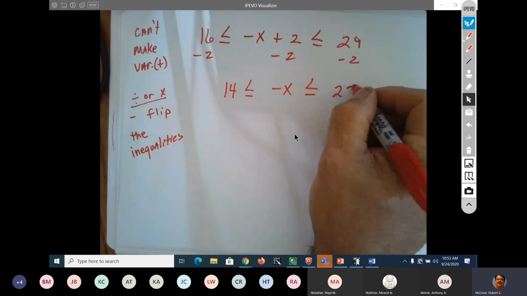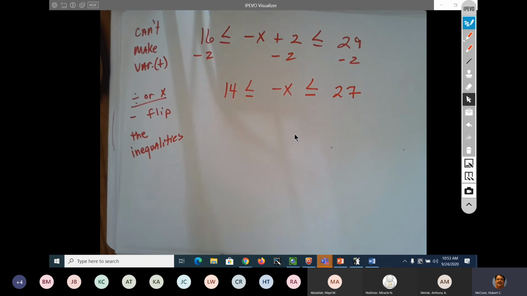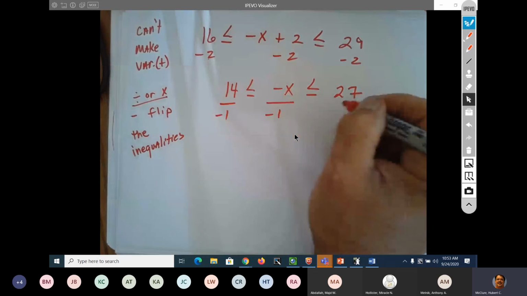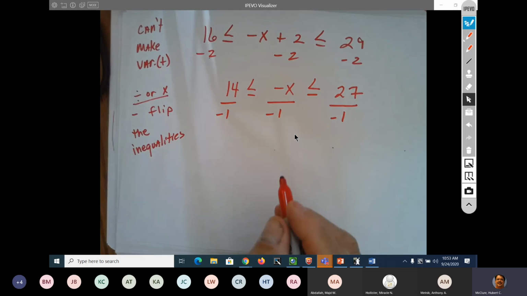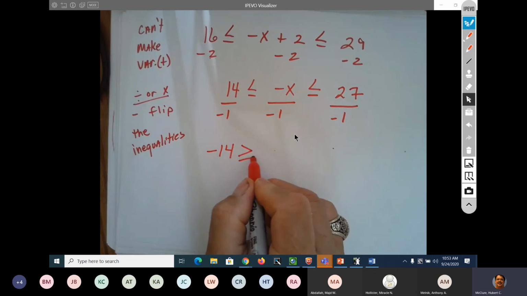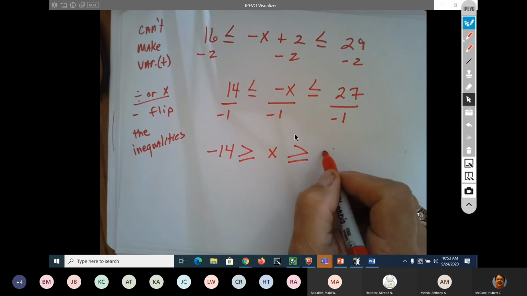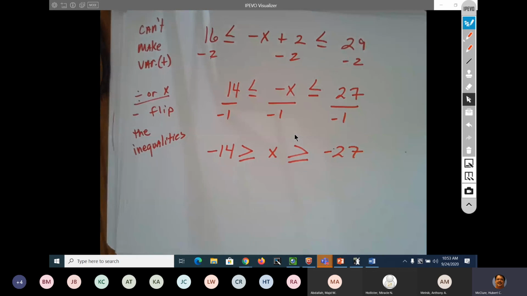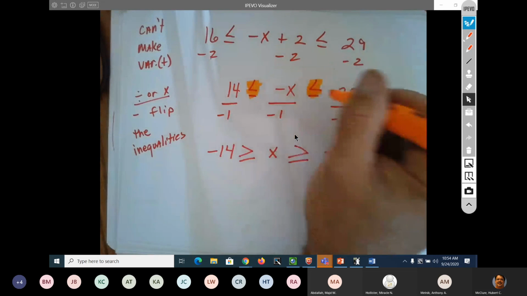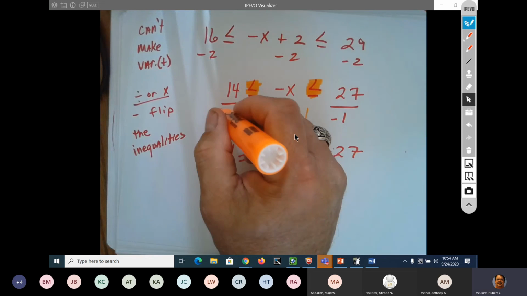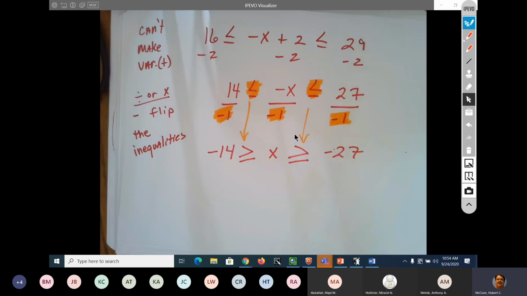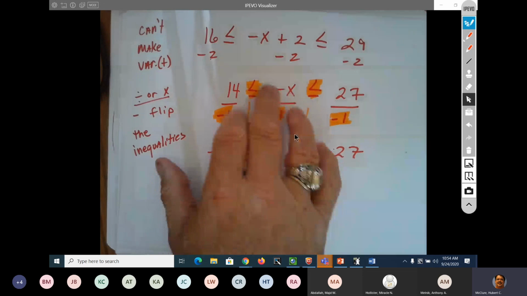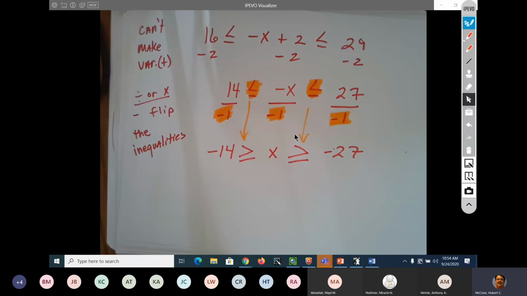And 27. Here is where you divide by -1. And when you do that, you have to flip the inequalities. So that's a -14. Flip it. X. Flip it. -27. And that is why I tell you, try to keep the variable positive. Here you can't. The reason you had to flip the inequalities is because you divided through by a negative. And this is the only type of problem where you have to do this. There's no way around it.